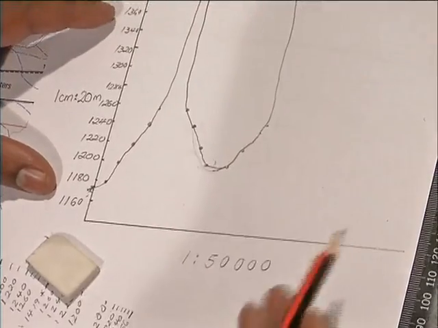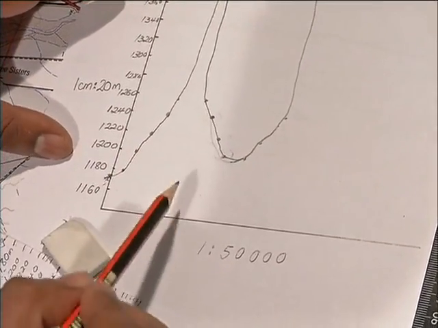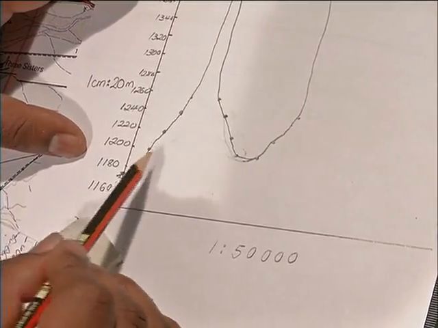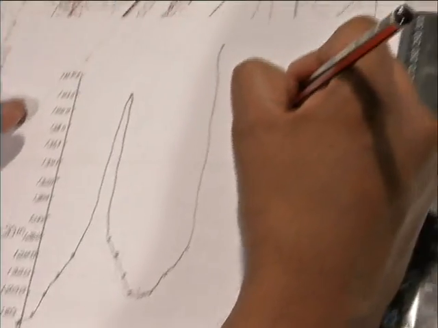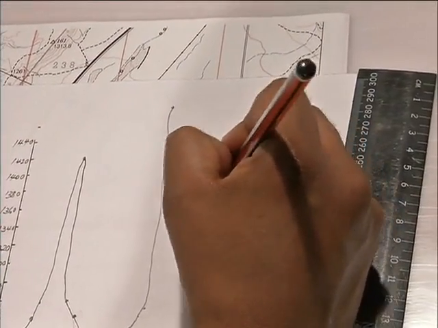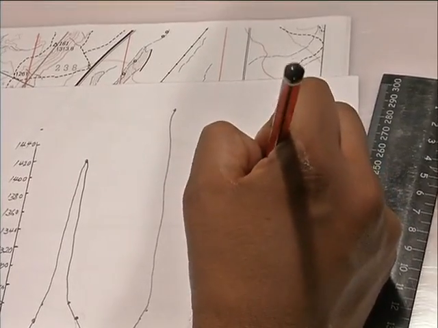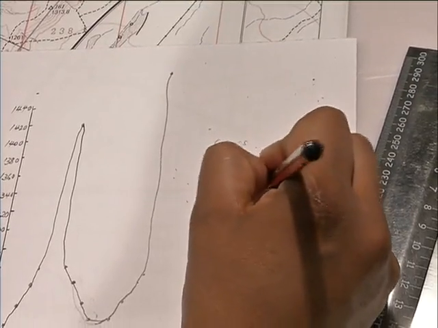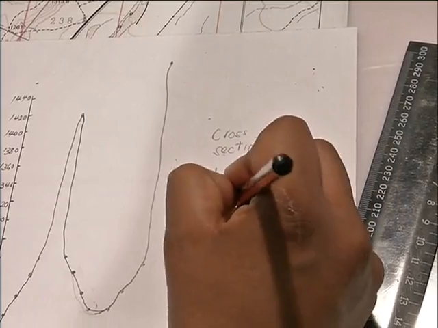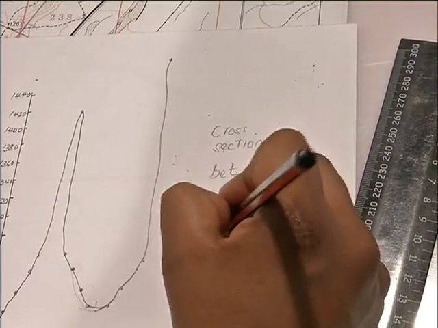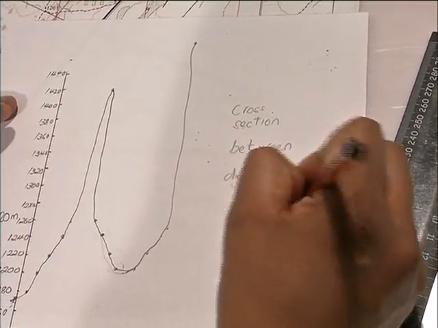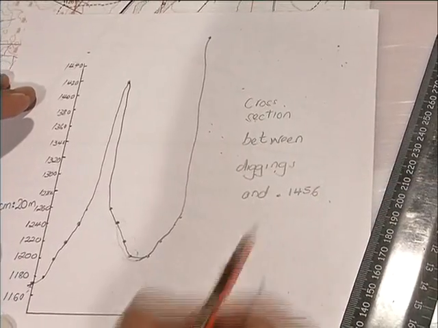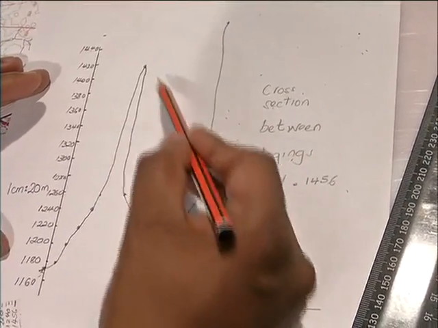Once we've established this, I want you to note that this exaggeration, which is a section we will do later on, is showing you the shape of the landscape. This is what we call a cross section between diggings and spot height 1456. When we've done this accurately, you should determine the shape of the land.